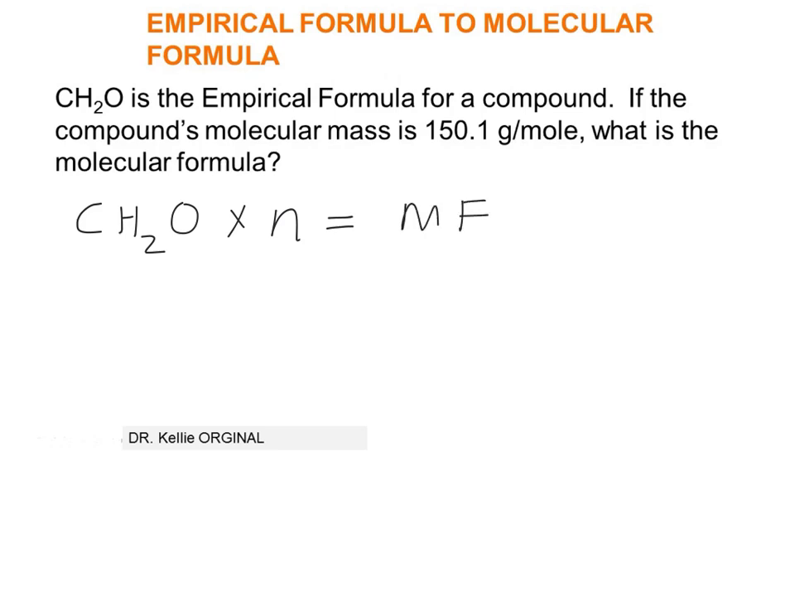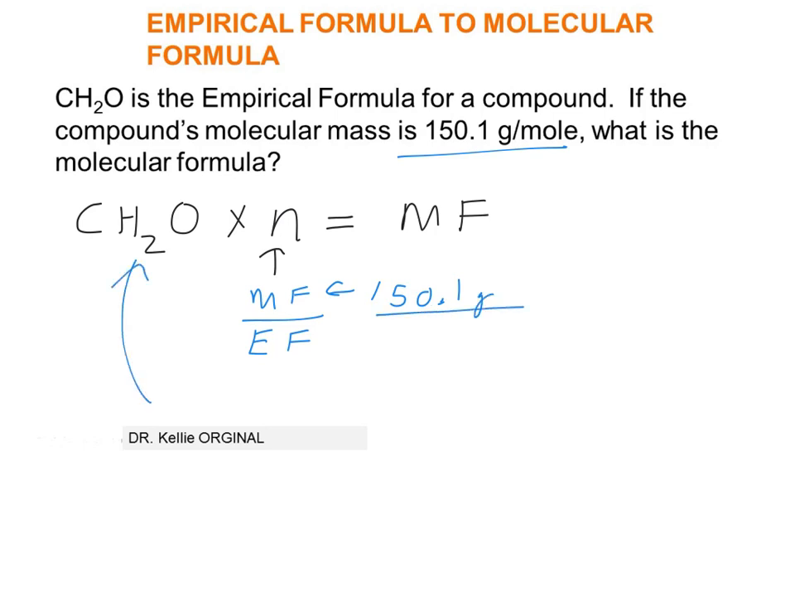So the molecular formula is going to be equal to N times the formula for my empirical compound. We know that N is always equal to the mass of the molecular formula divided by the mass of the empirical formula. They've given us in the problem that the molecular mass is 150.1 grams. We need to solve ourselves for the mass of the empirical formula.